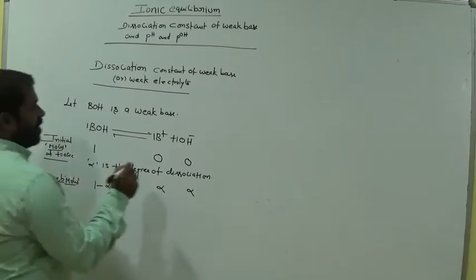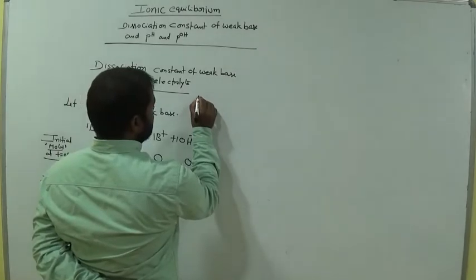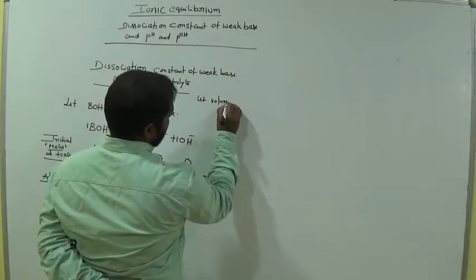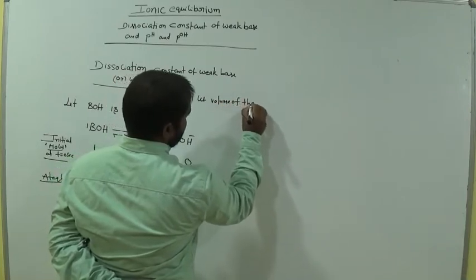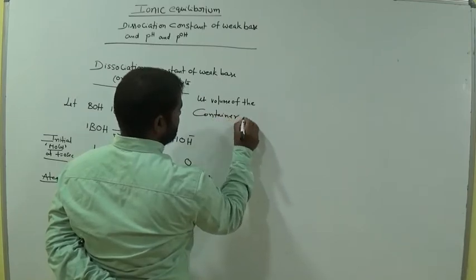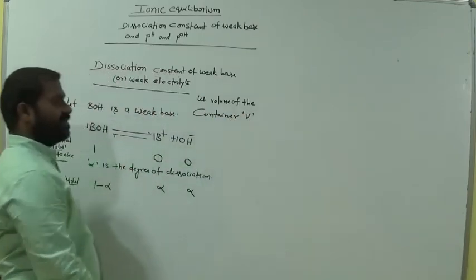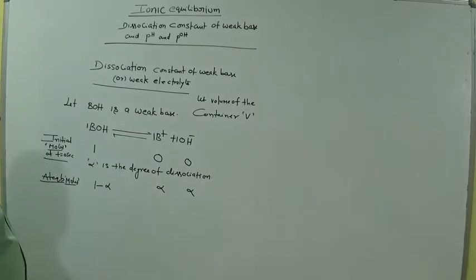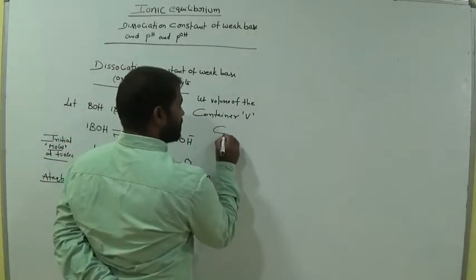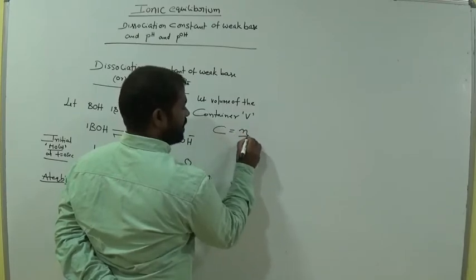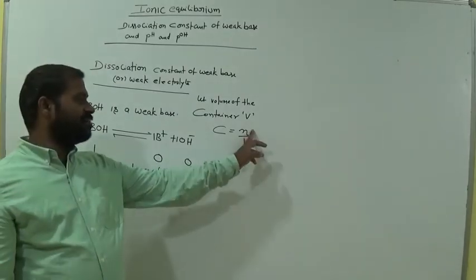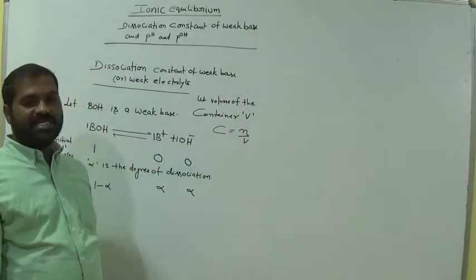Now, given the volume of the container, let the volume of the container be taken as V. So what is the relation between concentration and number of moles and volume? Concentration C is equal to n by V, number of moles per unit volume. So if we take number of moles upon V, then we get concentration terms.